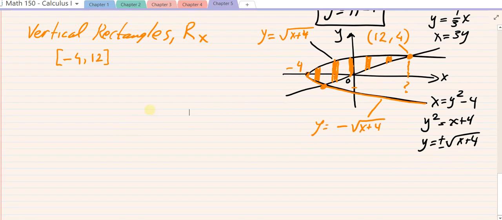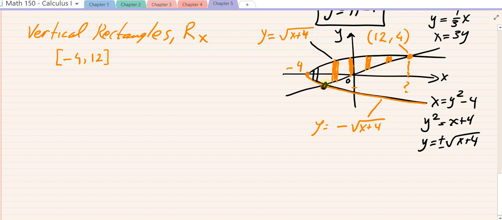Now, as we move from left to right, this is tricky, so you have to really pay attention. As we move from left to right, in the beginning, as I draw these lines, the function above is the square root of x plus 4. The one below is the negative square root of x plus 4. So there you go. The function above, the upper branch of the parabola, minus the lower branch of the parabola.